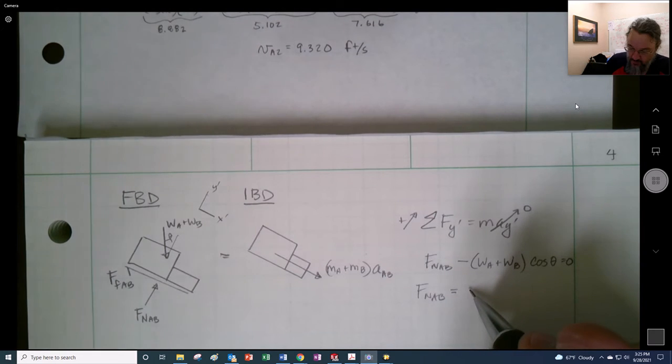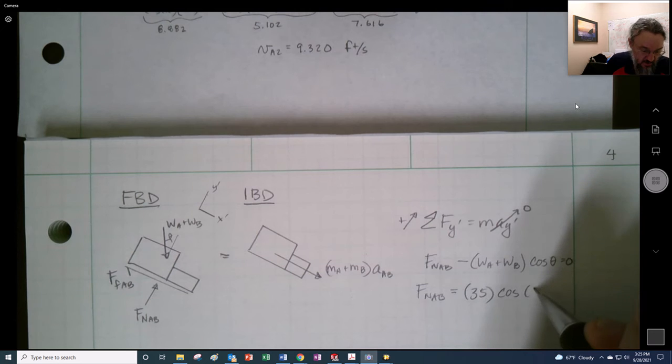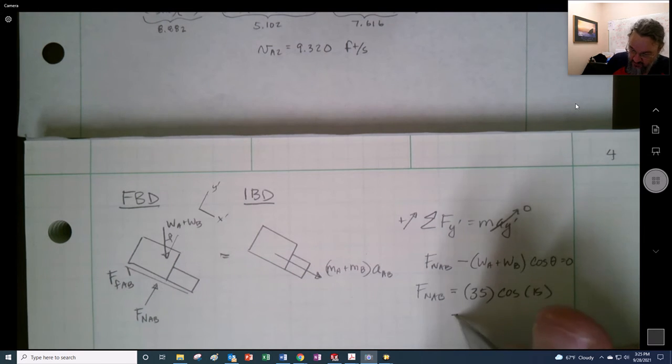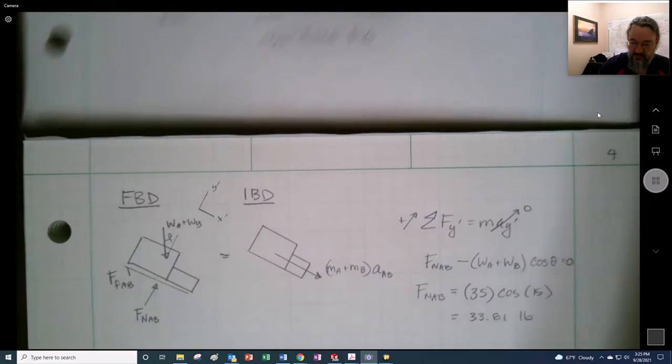It's going to be 22 plus 13, so that's 35, right? Times the cosine of 15. And you're going to end up with 33.81 pounds.